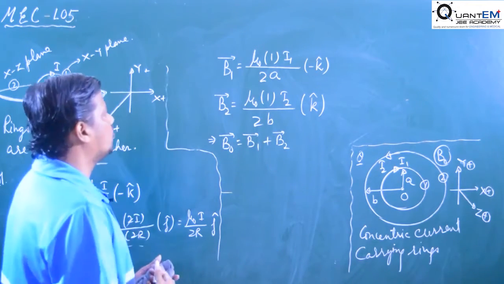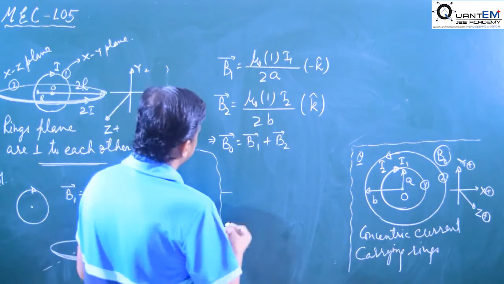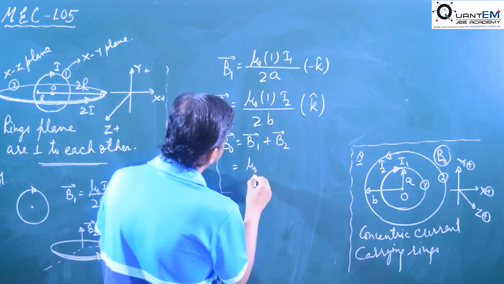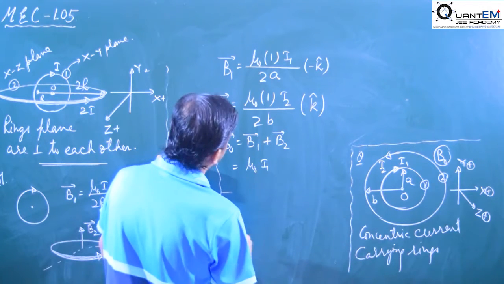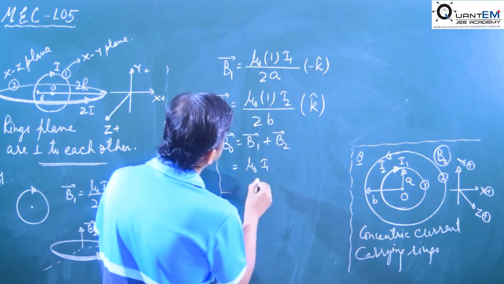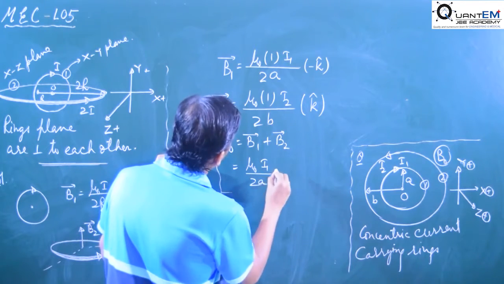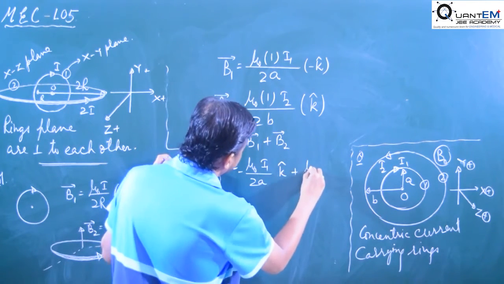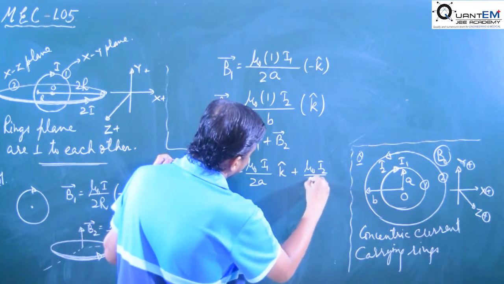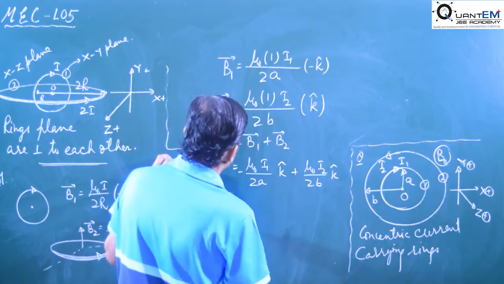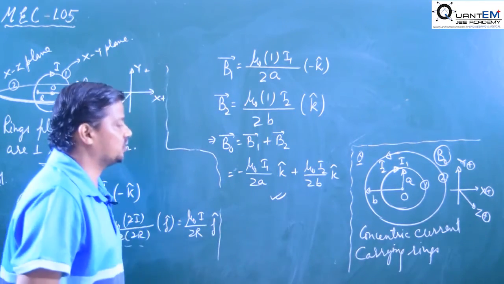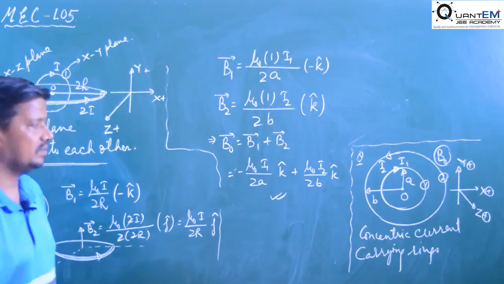Now simply put the values, what we get is mu naught I1 by 2a minus k cap plus mu naught I2 by 2b k cap. You simplify it, you will get the result. Lastly, you may get the direction and magnitude of the magnetic field.